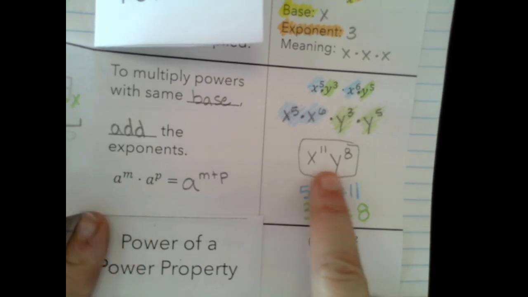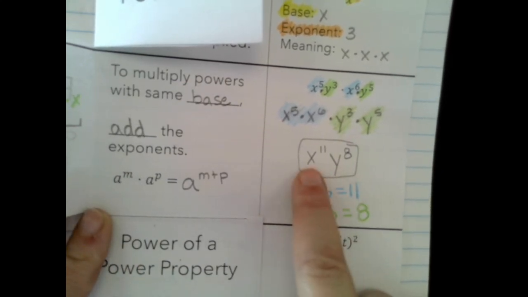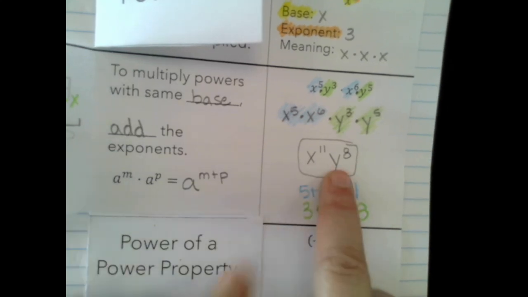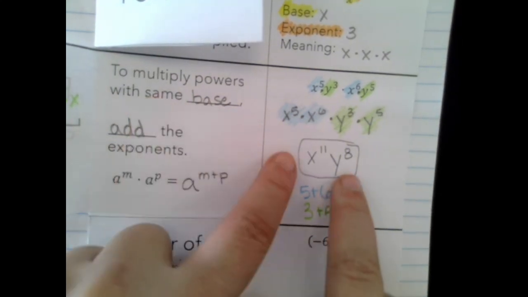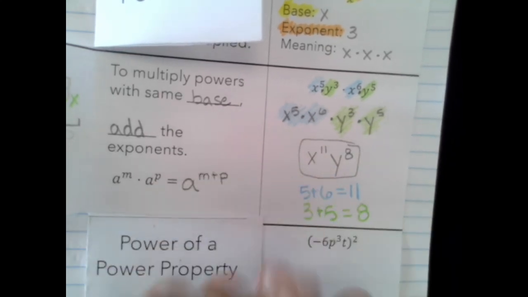Can I combine x's and y's? No. These are now different bases. So because x and y are different bases, we can't combine them together now. So x and y are separate, they have to stay separate. That's as simplified as we can go.